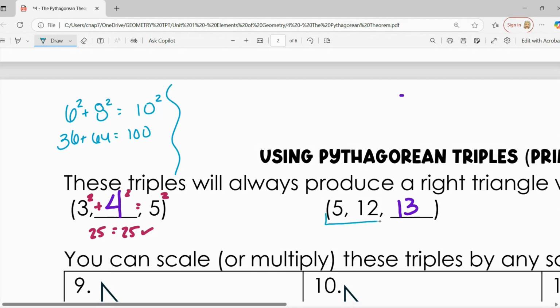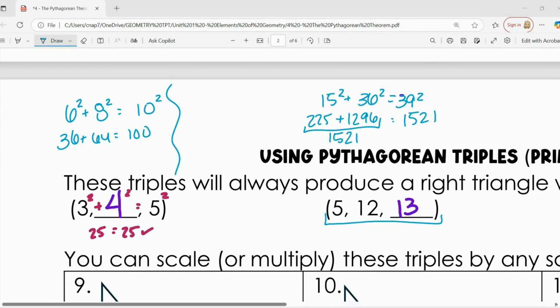So let's just take this and triple these numbers. 15 squared plus 36 squared should equal 39 squared. And when I put this in the calculator, 39 squared is 1521. 15 squared we know is 225, and 36 squared is 1296. These two added together are 1521. And so 1521 makes sense in this theorem.